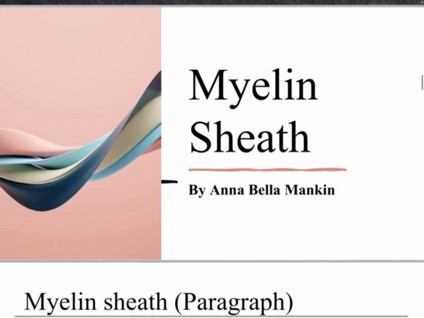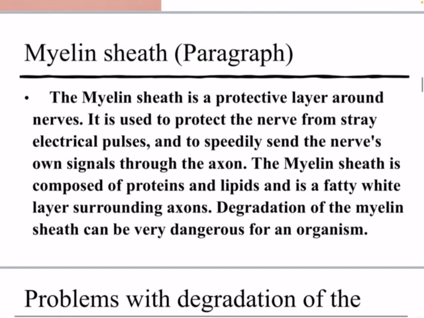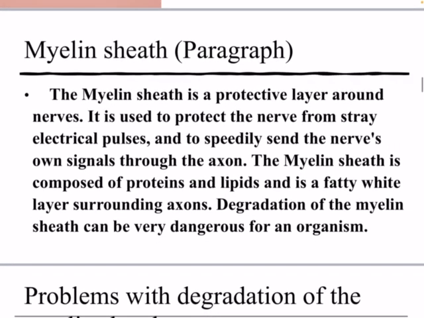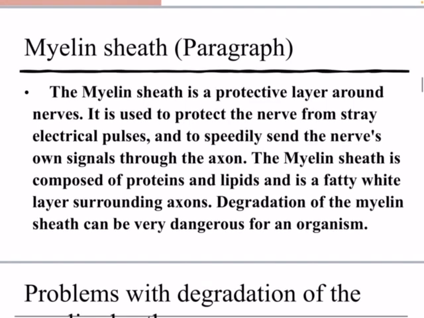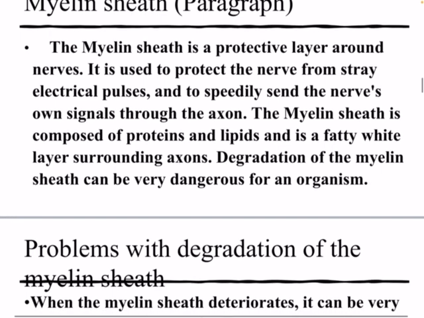The myelin sheath. The myelin sheath is a protective layer around the nerves. It is used to protect the nerves from stray electrical impulses and to speedily send the nerve signals through the axon. The myelin sheath is composed of proteins and lipids and has a fatty white layer surrounding the axons.